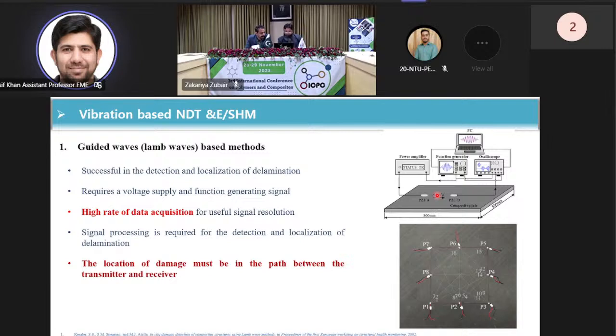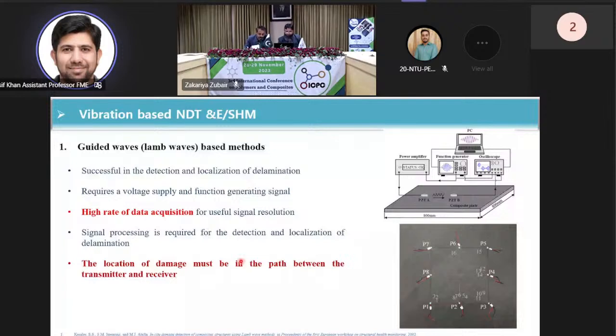So in order to keep the useful information of the signal, we must store the data at a very high rate. This is not very convenient for real-time continuous structural health monitoring, because for a very short amount of time, we have to store a very large amount of data, and then processing that data would be another issue at a high rate.